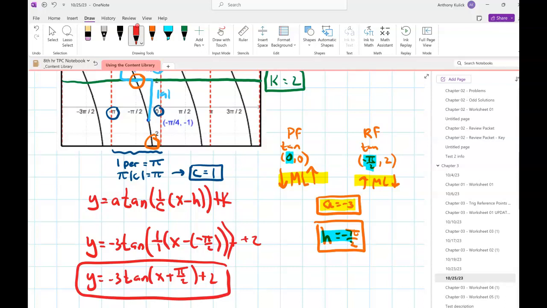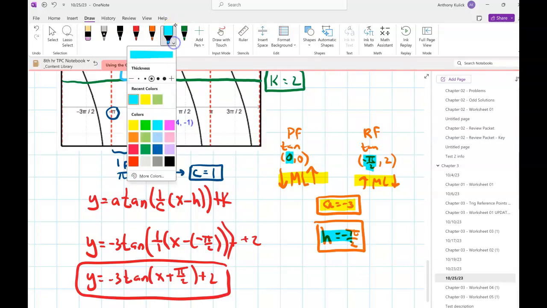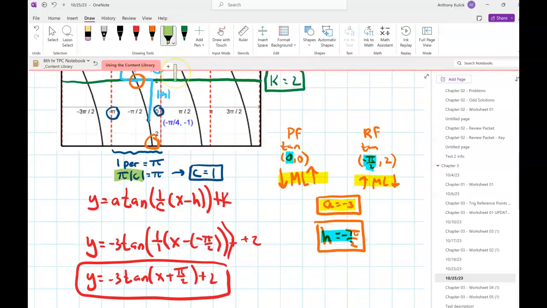What do you guys think? Almost the exact same thing as what we've been doing. The procedure is identical. The only thing that changed was that the formula for period is different than cosine and sine. And obviously the point on the parent function is different. But whoop-de-doo, Mr. Kulik. It's not a big deal, right?